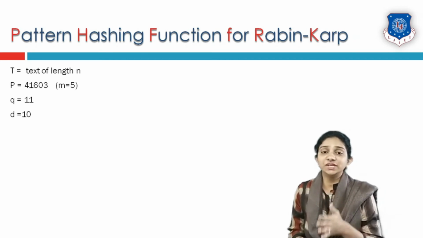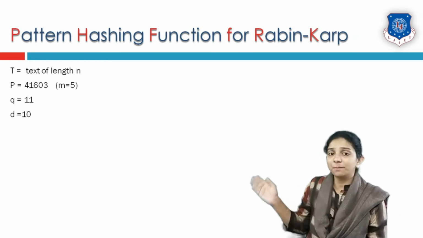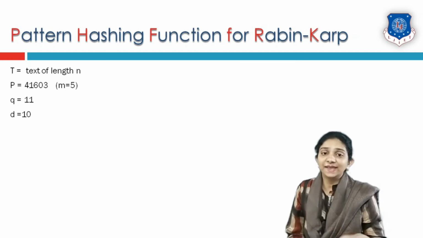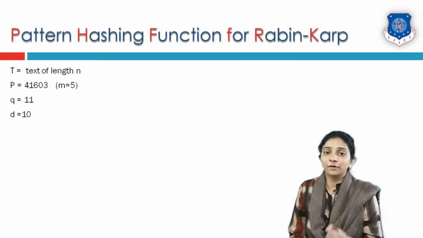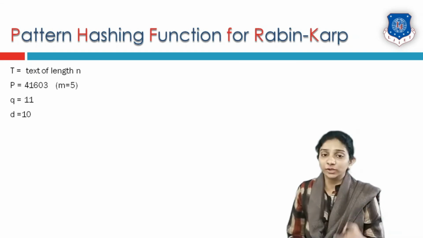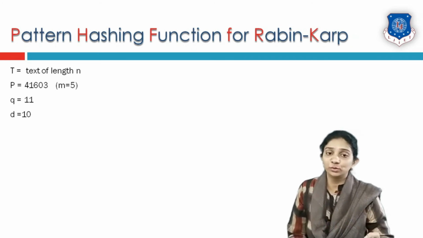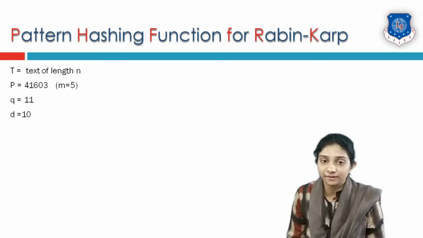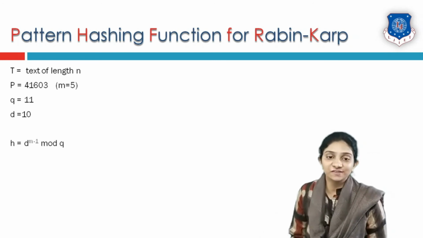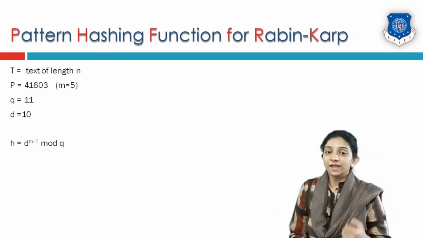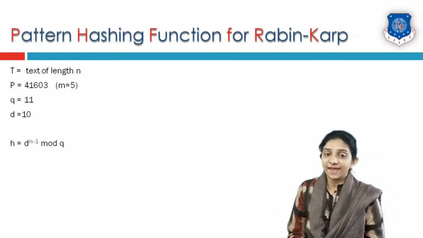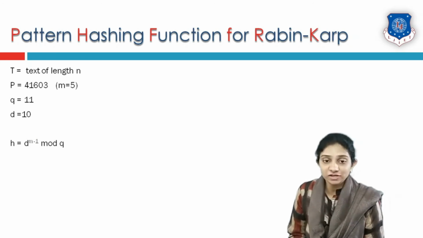Characters range from 0 to 9, which means in a pattern or a text, I can have any symbol from 0 to 9. The total number of symbols from 0 to 9 is equal to 10. So D is considered equal to 10. Now first we will calculate H, that is the hashing function.